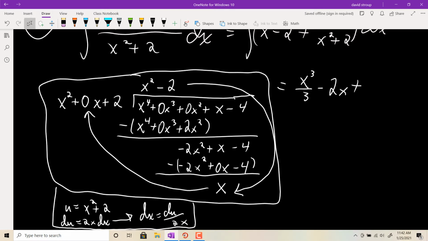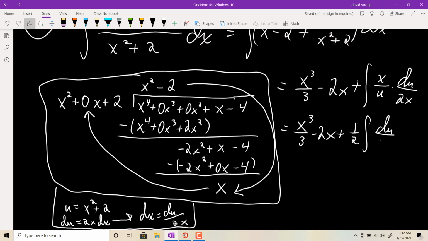So we substitute here. It'll be the integral of x over u times du all over 2x. And then you have x cubed over 3 minus 2x. And you can bring out the 1/2, and you end up with a natural log integral on the inside here. So this will be x cubed over 3 minus 2x plus 1/2 ln absolute value of u, which is x squared plus 2 in this case, plus c. Then we'll have, yeah, that's it. Okay.